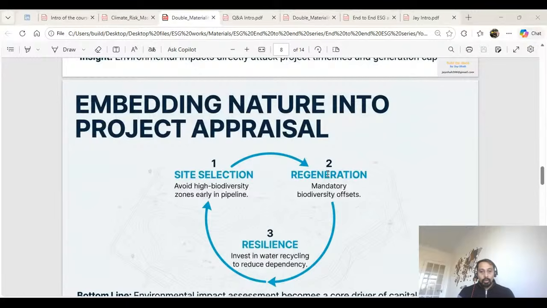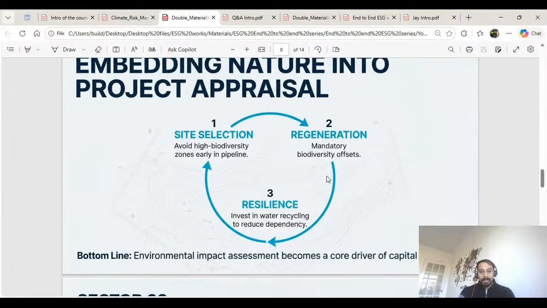For that, you have to redesign the site selections, add biodiversity offsets, and invest in water recycling because of the water scarcity in that particular area, embedding nature risk into the project appraisal so that biodiversity and water become a double material topic for them. So overall, environmental impact assessment will help be the core driver for capital, and environment directly affects project economics and timelines. So DMA can help with capital allocation through all these kinds of business actions.